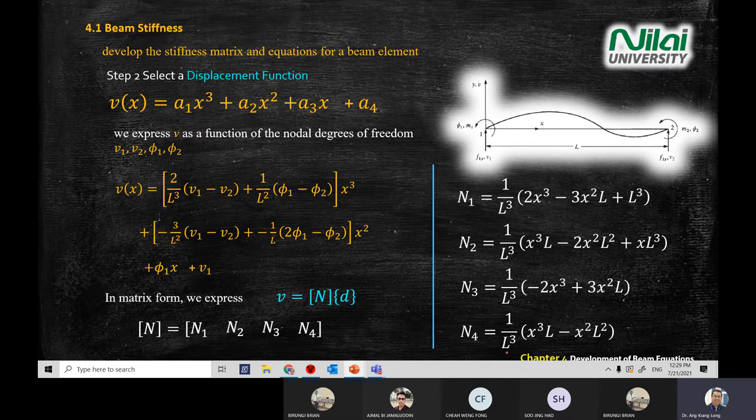And there's a standard form already for the beam. So this N1, N2, N3, N4 is standard already. You just need to know where these N1, N2, N3, N4 equations are available to you. Okay, I don't expect you to memorize, but at least you should keep these four equations somewhere in your notes. Okay, they are important. They call it shape function.